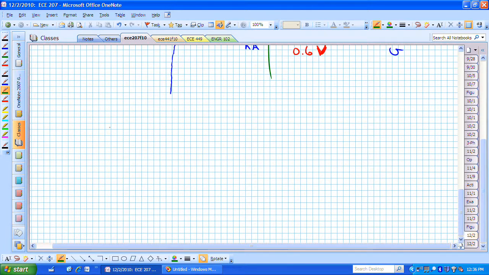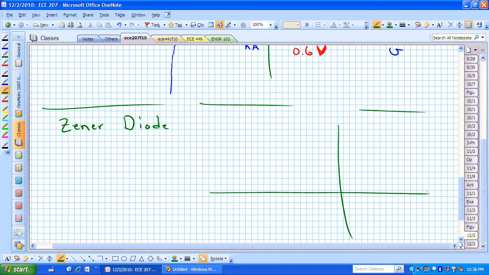A Zener diode has a different characteristic, not in the forward direction. The forward direction actually looks identical for the Zener diodes that we will be using in this class. We will represent a Zener diode schematically a little differently. Here's our anode, here's our cathode side, and the current I.